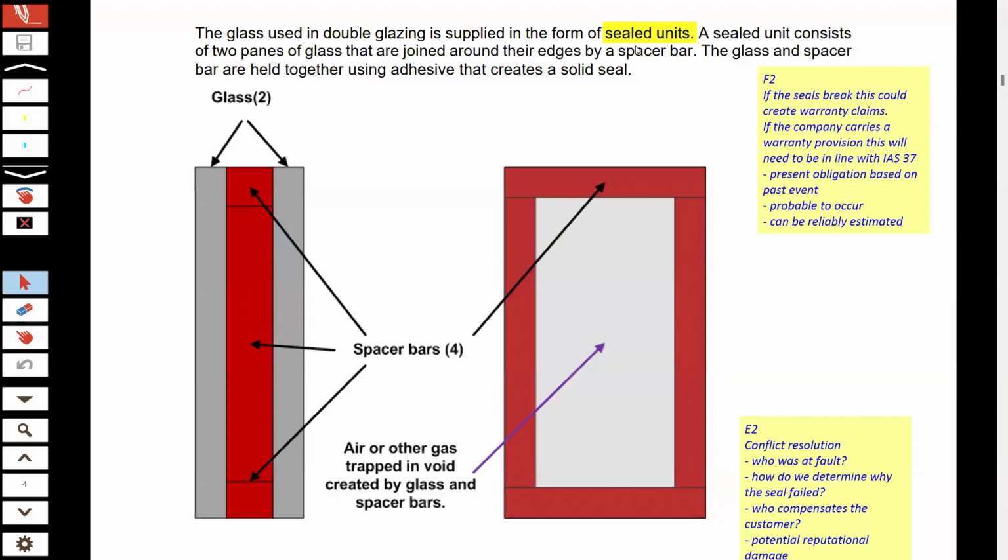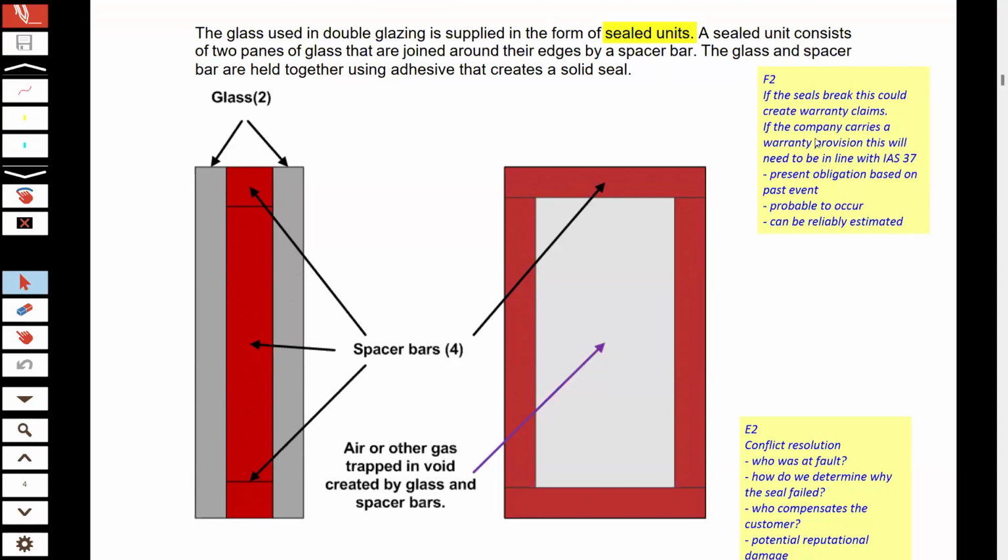So it could be that Shinyglas starts to have problems with one of its suppliers. And we need to investigate and communicate and resolve a conflict. And we might need to make a provision for claims from customers. And anything to do with seal issues might well be down to that supplier.